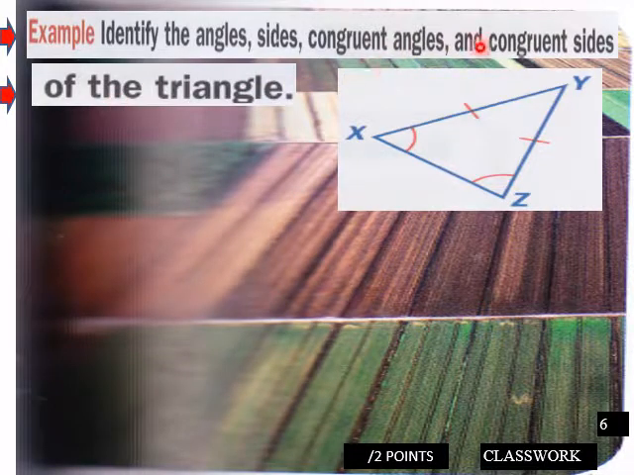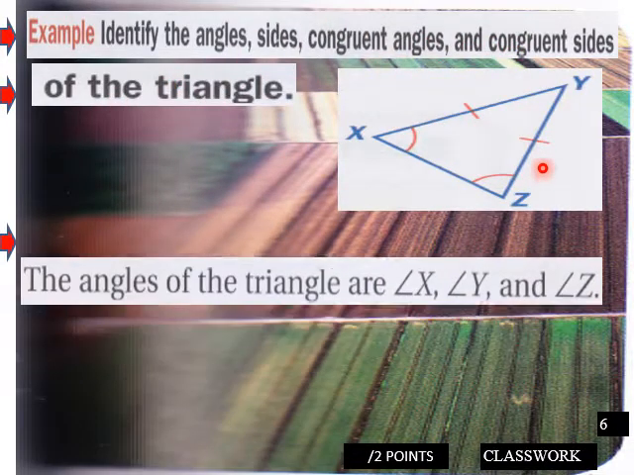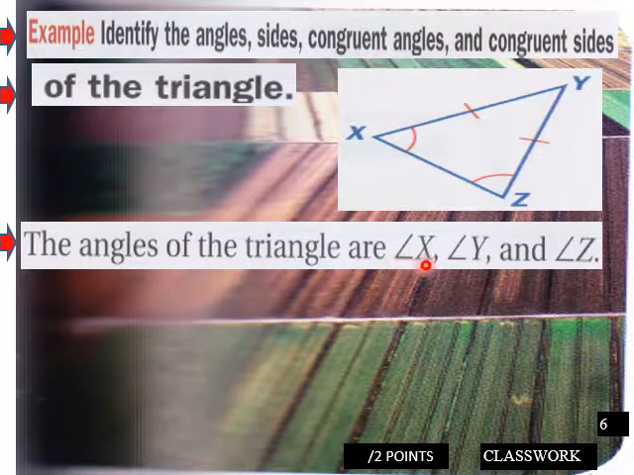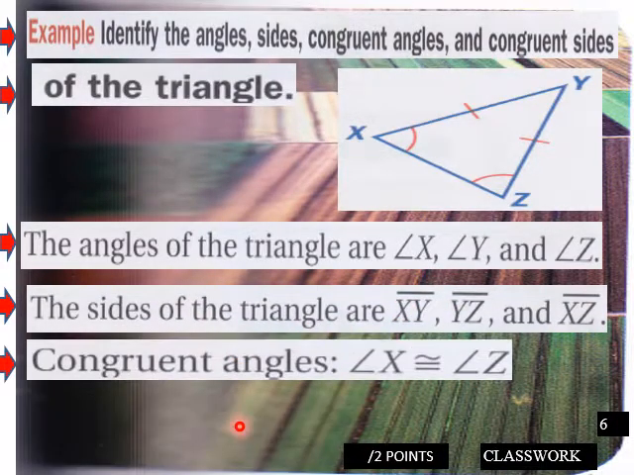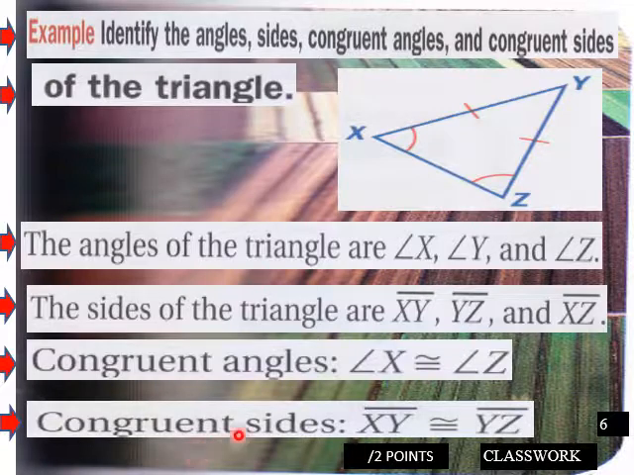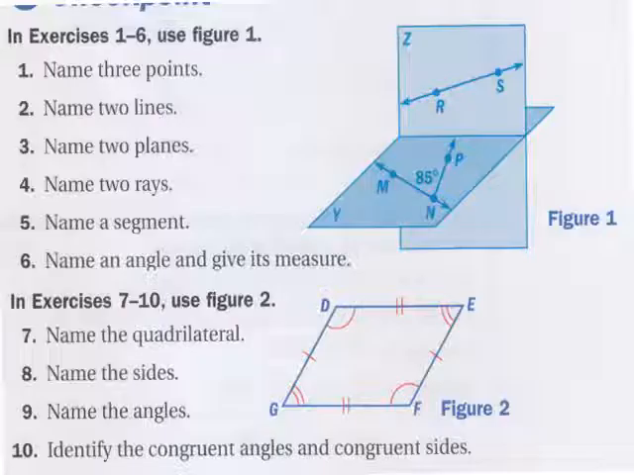Okay, identify the angles, sides, congruent angles, and congruent sides of this triangle here. So the angles of the triangle are X, Y, and Z. And the sides of the triangle are XY, YZ, and XZ. So congruent angles would be angle X and angle Z. We have this situation here, which is an arc, and they symbolize congruency. These both here are the same measure. Congruent sides are XY and then YZ. They have this tick mark here, which means that they're congruent as well.